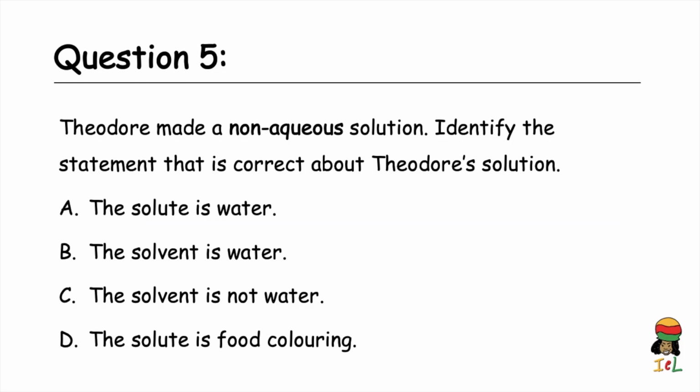Question 5. Theodore made a non-aqueous solution. Identify the statement that is correct about Theodore's solution. A. The solute is water. B. The solvent is water. C. The solvent is not water. D. The solute is food coloring. The answer is C. The solvent is not water. Remember, for non-aqueous solutions, the solvent is a liquid other than water.